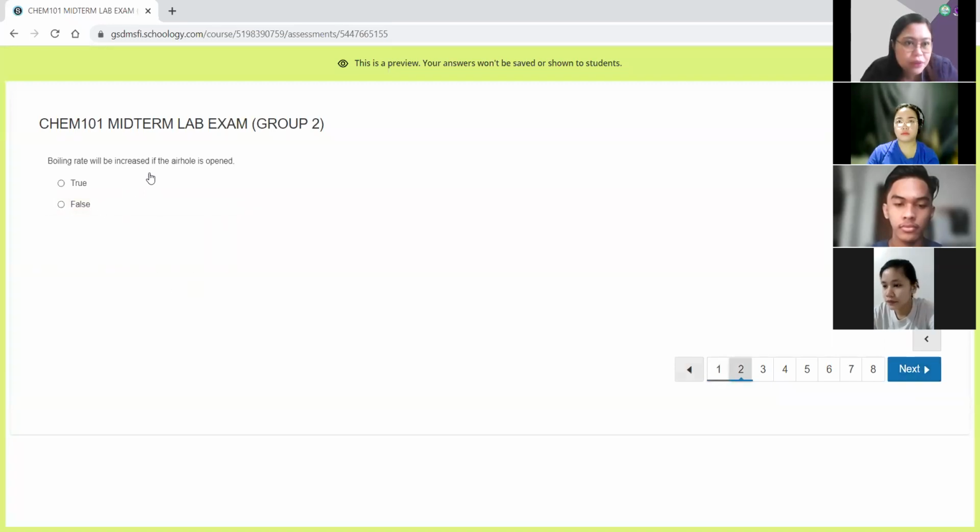Next, boiling rate will be increased if the air hole is open. Again, boiling rate will be increased if the air hole is open. If the air hole is open, you will have enough oxygen and it will result to a blue flame or a non-luminous flame, which is hotter compared to the yellow one. Therefore, if you are boiling something, mag-i-increase talaga yung boiling rate mo. So this one is true.